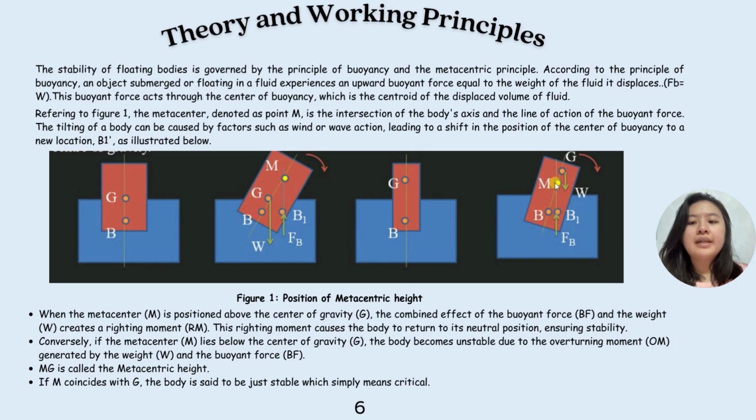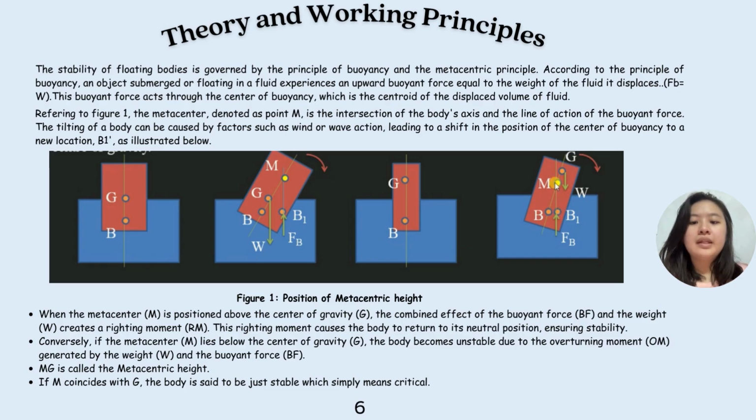The metacenter, denoted as point M in figure 1, is the intersection point of the body axis and the line of action of the buoyant force. The tilting of a body can be caused by factors such as wind or wave action, leading to a shift in the position of the center of buoyancy to a new location.